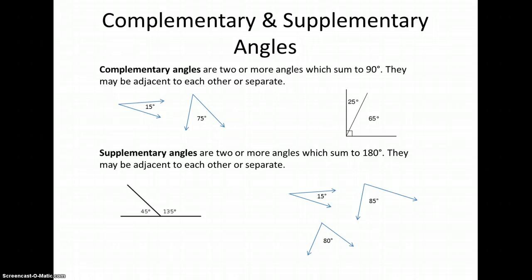On the right, we have adjacent angles of 25 degrees and 65 degrees. Together they add up to 90 degrees and form a right angle. These angles are complementary to each other.